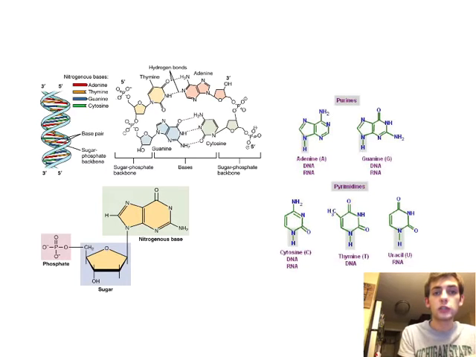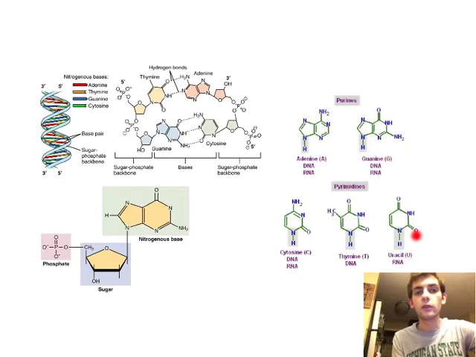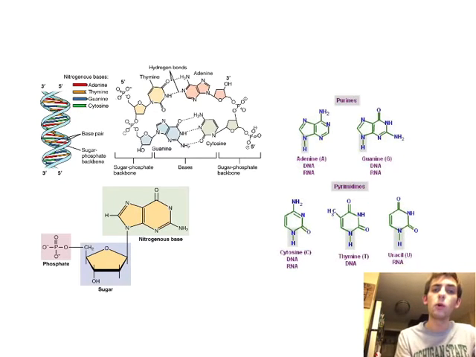Purines are the two nitrogen bases, adenine and guanine. If you look, they are a double ring structure. If you compare that to pyrimidines, or cytosine and thymine, they are single ring structures. This uracil over here is unique to RNA, and we'll come back to that in the next video.